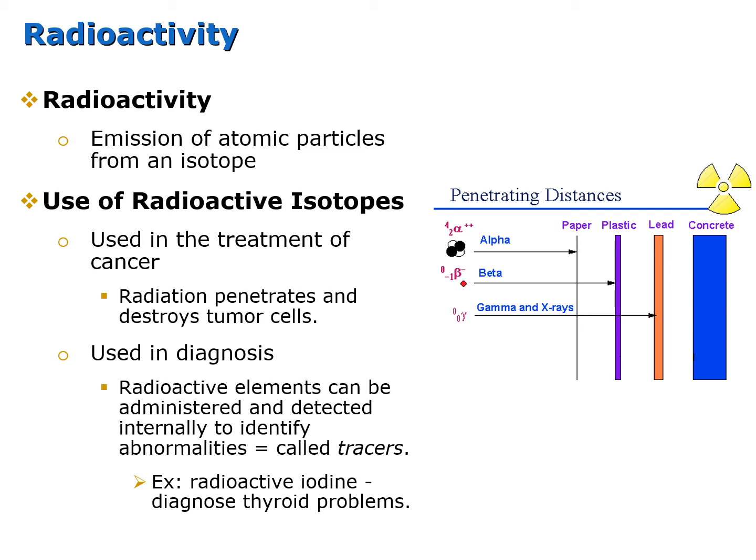We can use them in diagnostic procedures, whenever they are administered to a patient and we are trying to detect them in different areas. They are called tracers, and we can even treat, not only diagnose, but also treat thyroid problems with, for example, radioactive iodine.